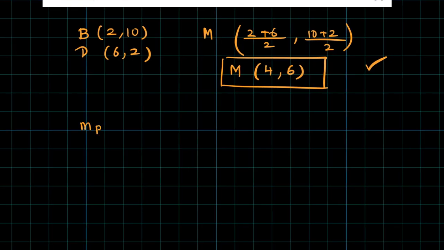Let me calculate gradient of BD. That is change in y over change in x. 10 minus 2, change in y. And then 2 minus 6, that is change in x. So there is 8 in the numerator, negative 4 in the denominator, and this comes out to be negative 2.